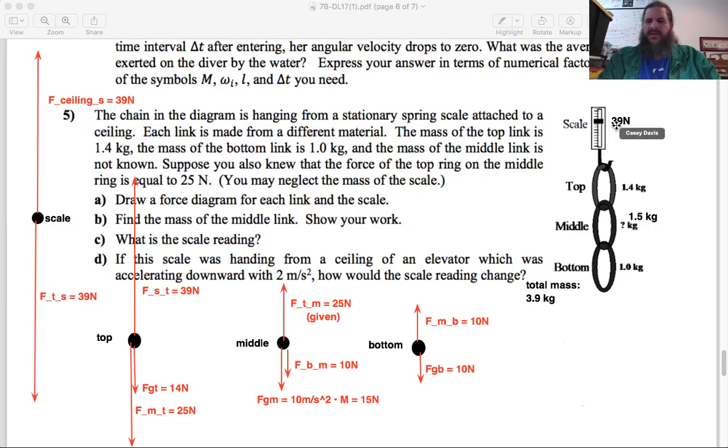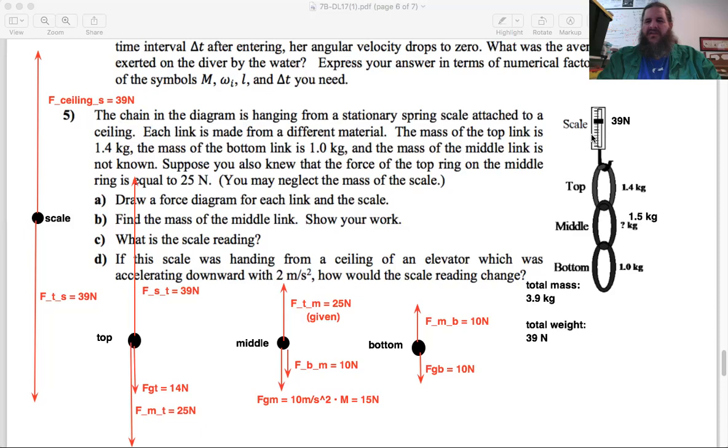And so what is the 39 newtons telling you? How does that relate to the total mass? What is a scale actually measuring? The force of gravity on an object. Or I would say the total weight. In other words, 3.9 kilograms, the mass, times the acceleration of gravity.